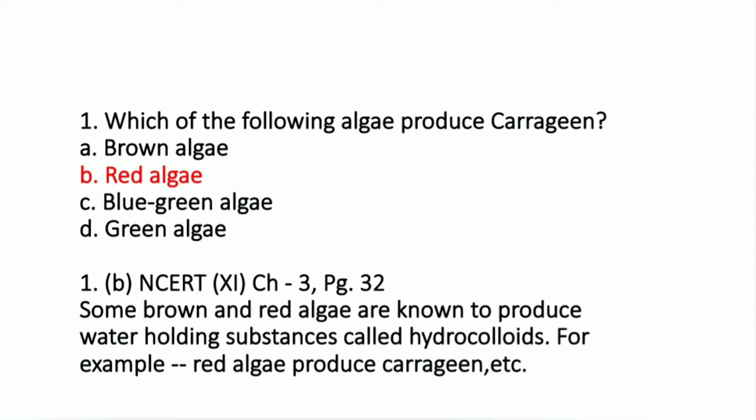2021. So let's begin. First question is, which of the following algae produce carrageen? So answer is red algae. So in your textbook, some brown and red algae are known to produce water holding substance called hydrocolloids. For example, red algae produce carrageen. Same way green algae produce chlorophyll, and that's why it is green in color. So carrageen is responsible for red color because it is a red pigment.